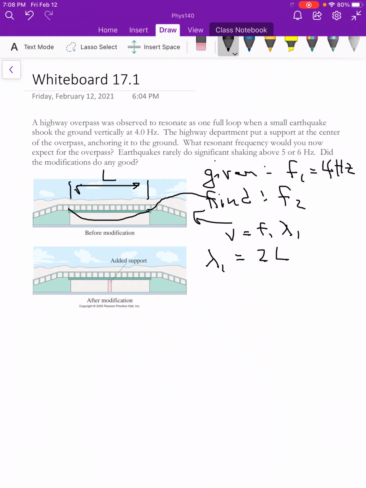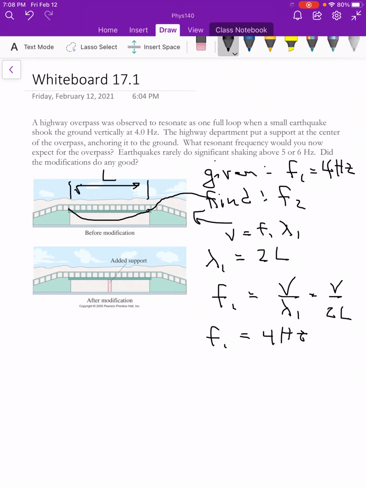So let's figure out what our F1 is. F1, just by equation, is equal to V over lambda 1, which is equal to V over 2L. And we know that F1, they tell us in the problem, is equal to 4 hertz. So that's just telling us that V over 2L is equal to 4 hertz. So let's do the new problem here.